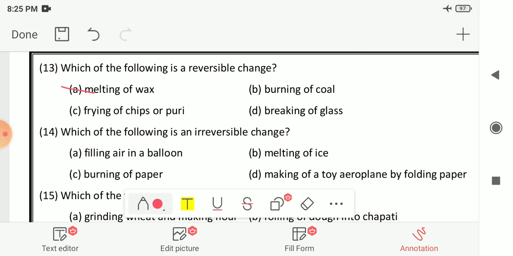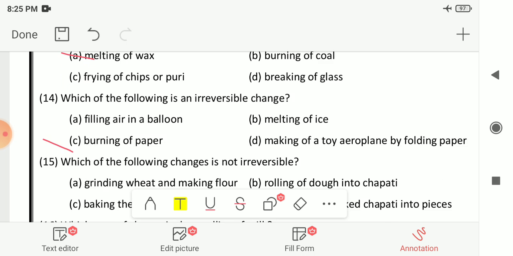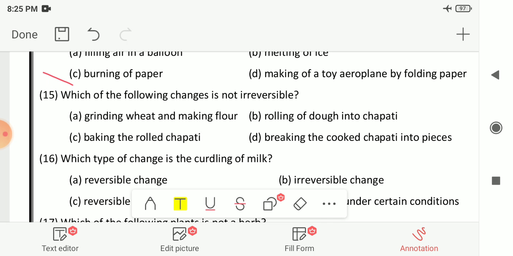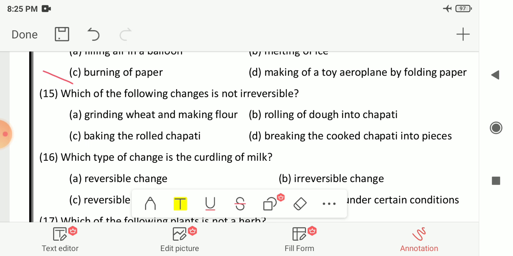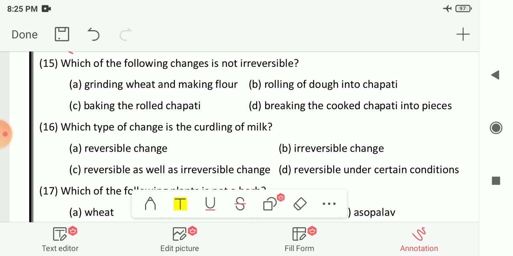Next is 14th number. Which of the following is an irreversible change? The options are filling air in a balloon, melting of ice, burning of paper, or making of a toy aeroplane by folding paper. So here your answer is option C. Burning of paper is an irreversible change. After this we get ash, and from that ash we cannot get back again paper. So it is the irreversible change.